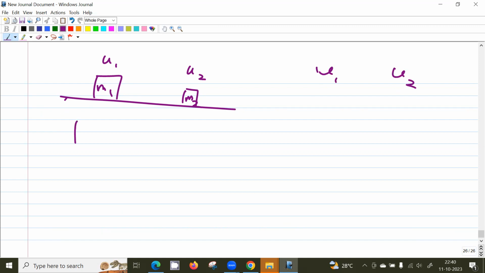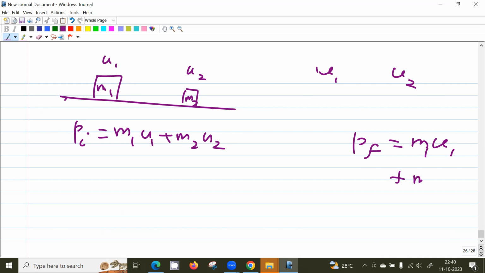The initial momentum of the system is Pi, which is M1 U1 plus M2 U2, and the final momentum of the system is M1 V1 plus M2 V2. Since there is no external force acting on it, momentum is conserved, so these two will be equal. Given M1, U1, M2, U2 and also V1, I can find V2. This is called conservation of momentum.